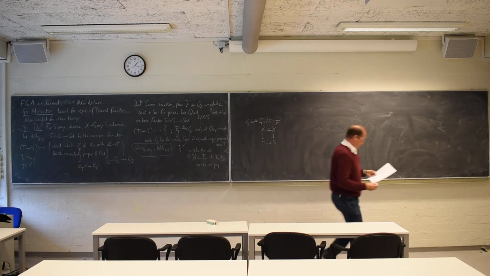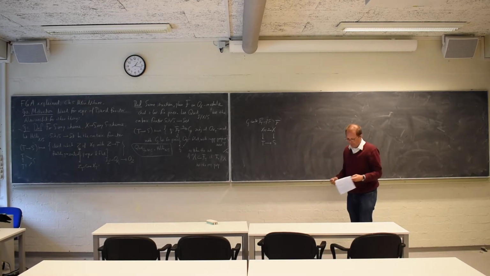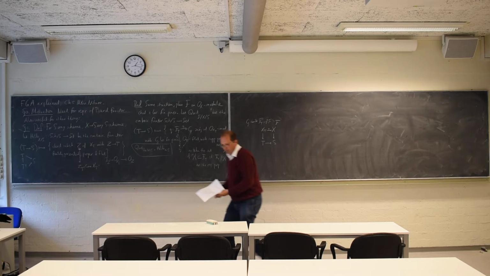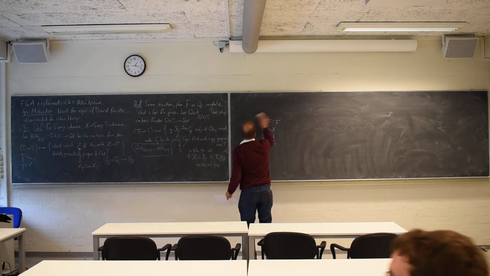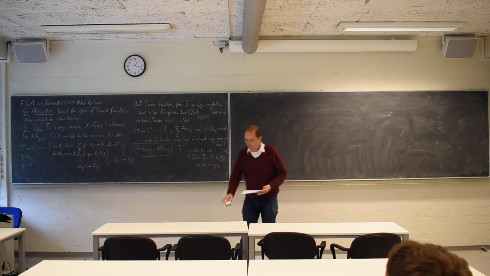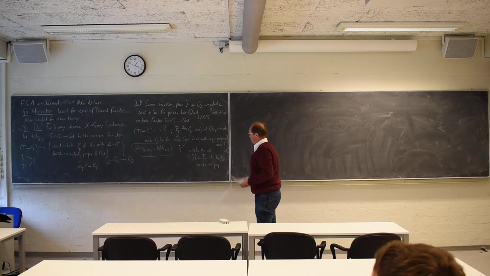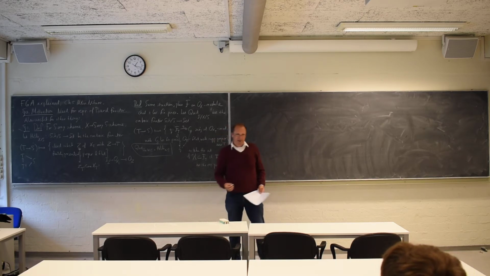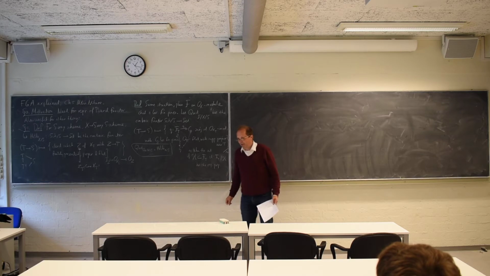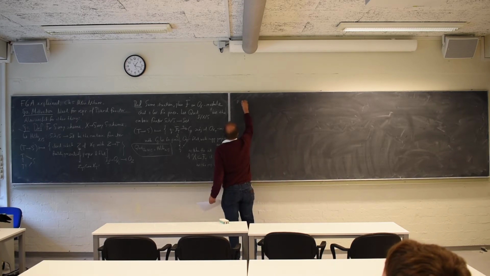Okay, so those are the things. Now let's do a few examples. What are the easiest examples? What is the simplest scheme? Well, for S, we take the final object, right? So, two examples.